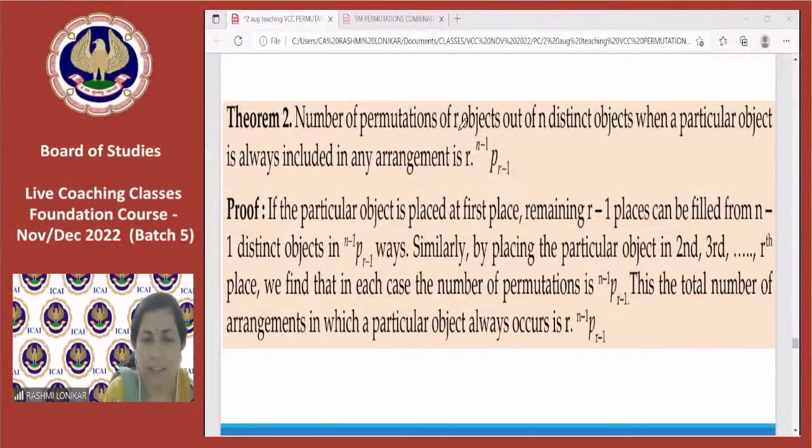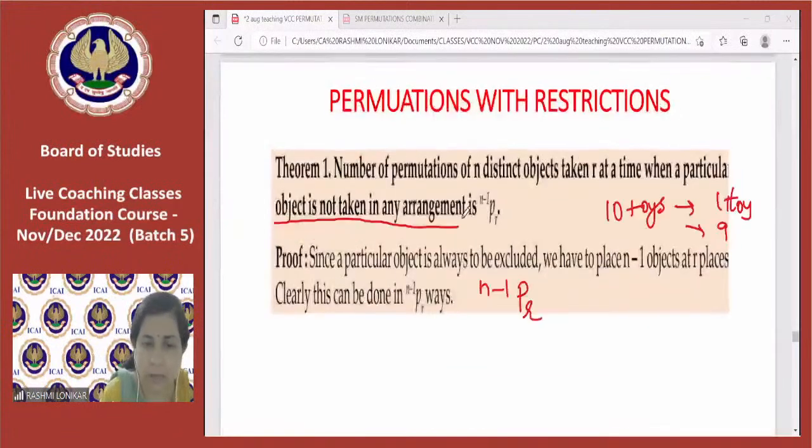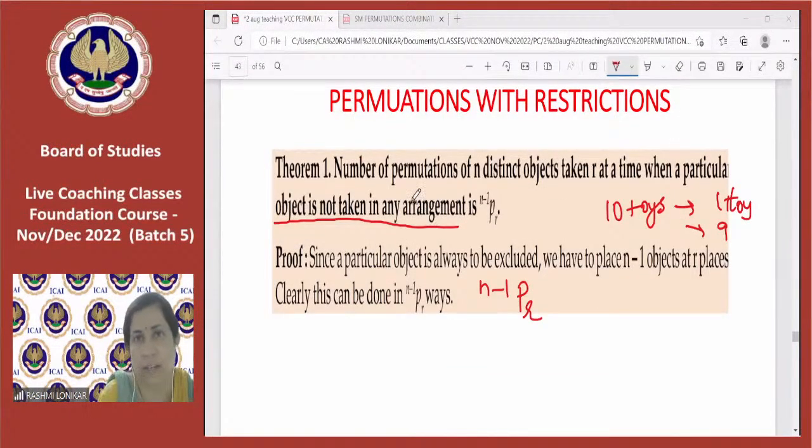Welcome back. Okay. So the number of permutations of R objects out of n distinct objects when a particular object is always included. In the earlier one, we are saying when a particular object is not taken in any arrangement.